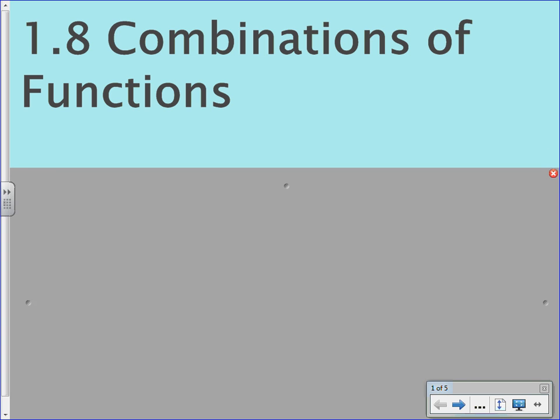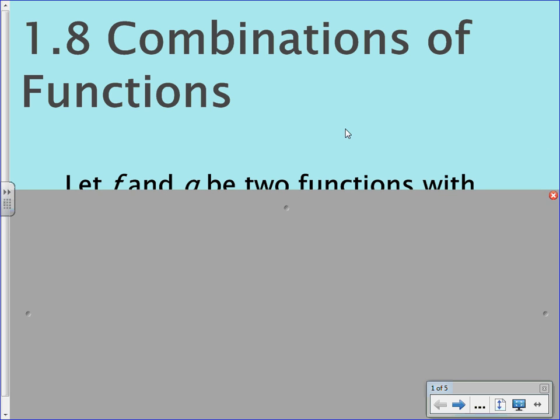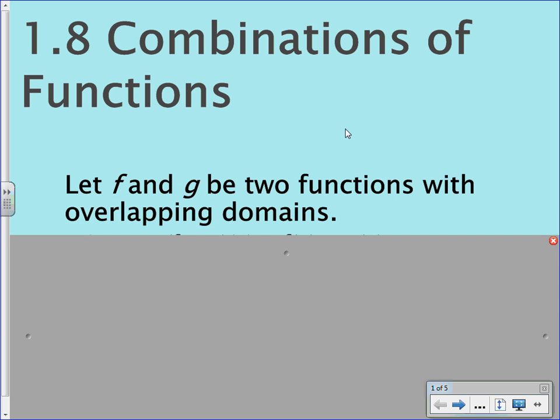Okay, so let's first talk about adding, subtracting, multiplying, and dividing. First of all, if you're going to combine two functions, they need to have overlapping domains. Okay, what does that mean? If one function has a domain of 3 to infinity and another function has a domain of -3 to -infinity, those don't overlap anywhere. We can't actually combine them at all. We have to have overlapping domains so we can combine those parts of the overlapping domains.